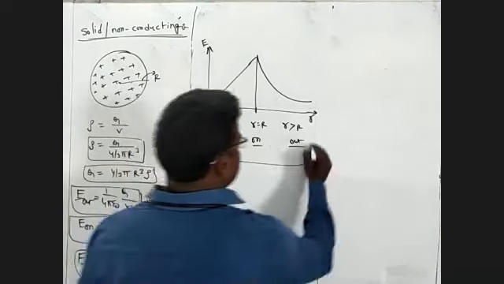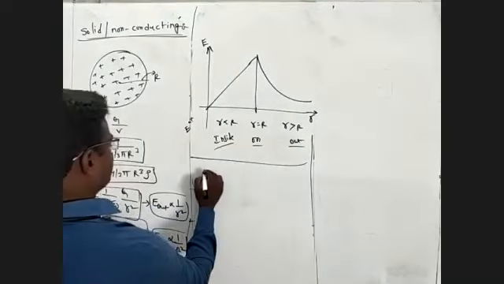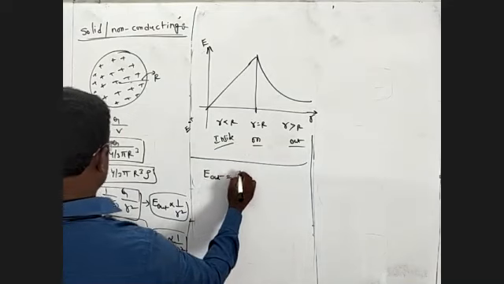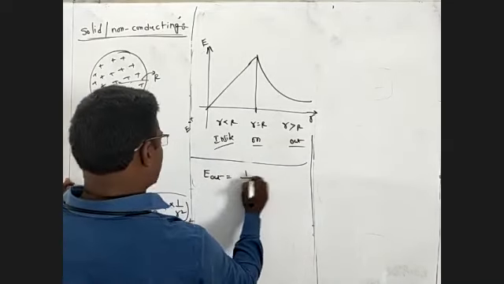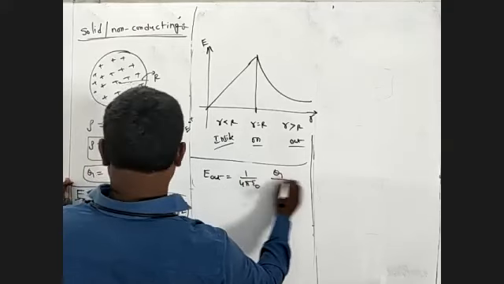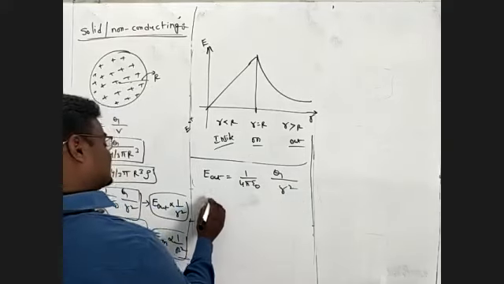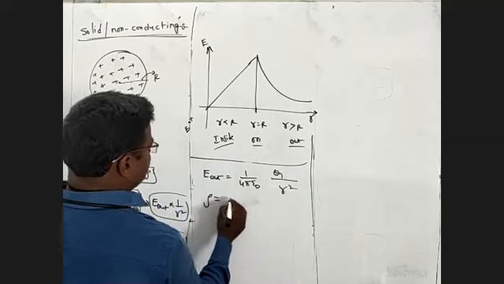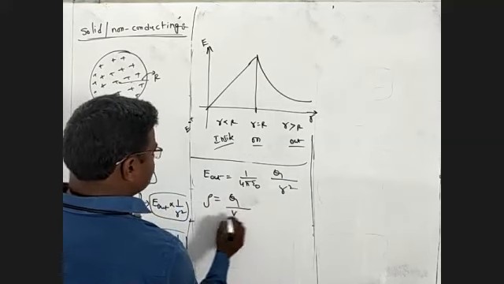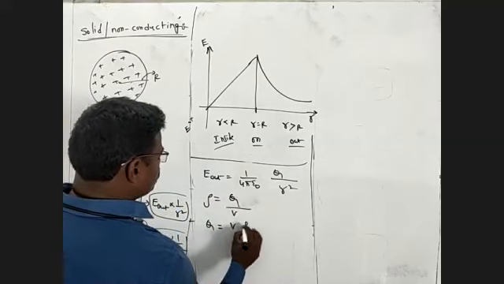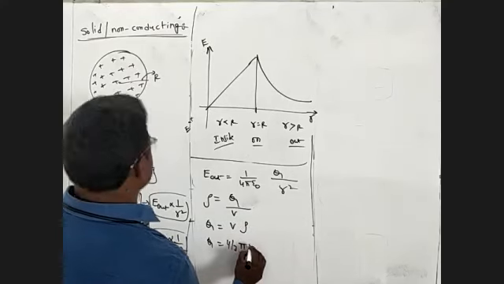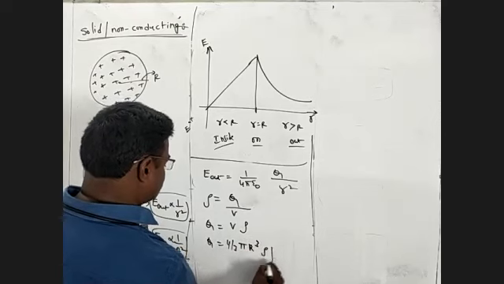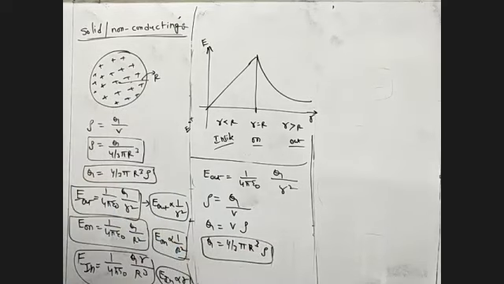Now this value is converted in terms of rho. E out is equal to 1 by 4 pi epsilon naught, Q by r square. Here Q is equal to volume times rho, so Q is 4 by 3 pi R cube rho, with capital R cube and rho.